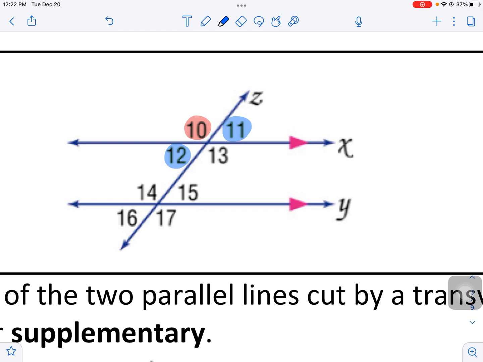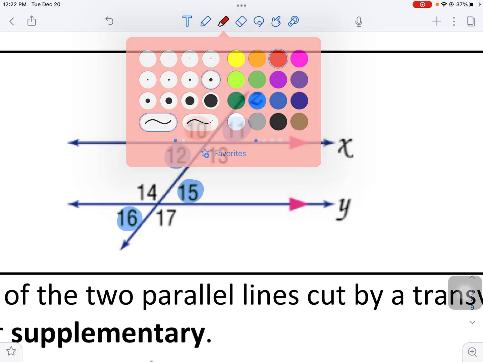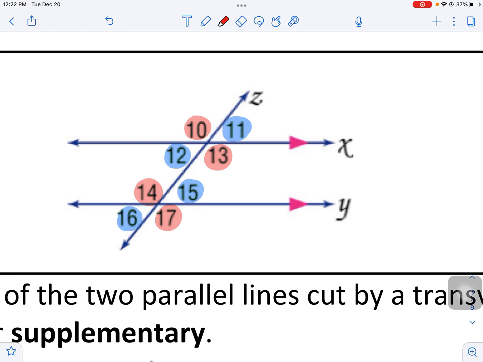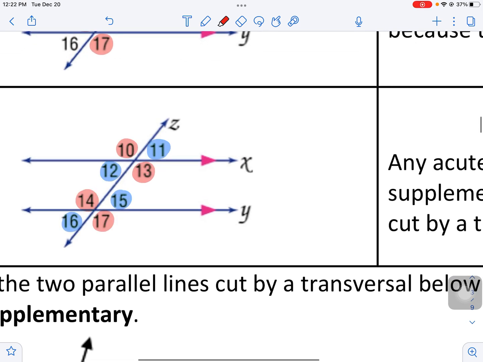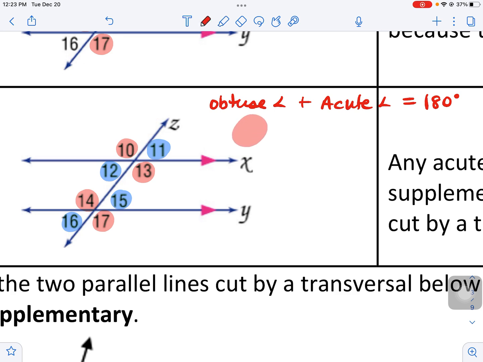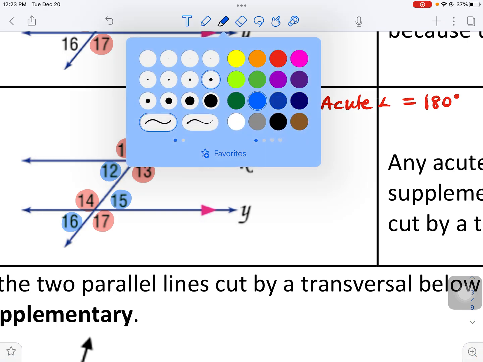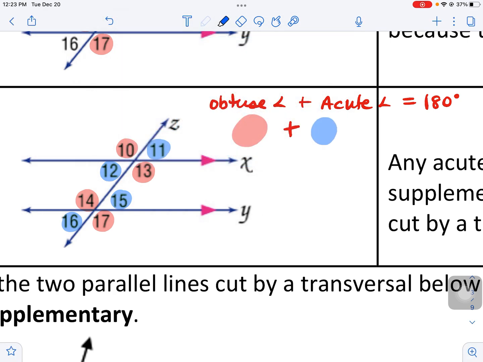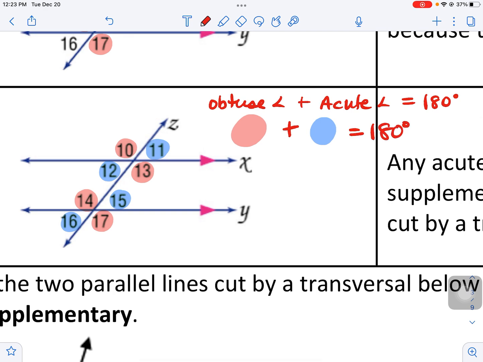So all my acute angles are the blue ones, and all my obtuse angles are the red ones. I can say an obtuse angle plus an acute angle is equal to 180 degrees. So in this instance, a red angle plus a blue angle will equal 180 degrees. You have an acute plus an obtuse, they equal 180.